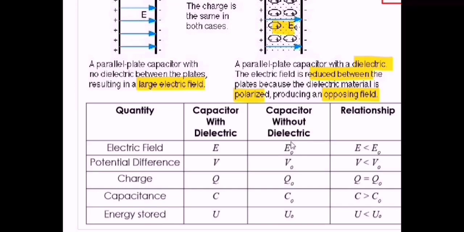So these are the quantities: electric field E, potential difference, charge, capacitance, and energy stored.